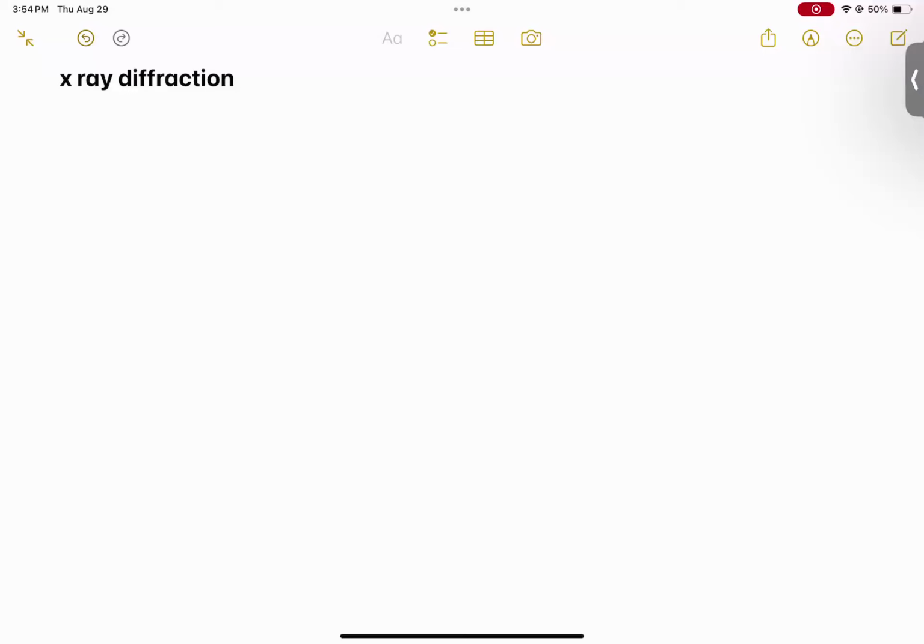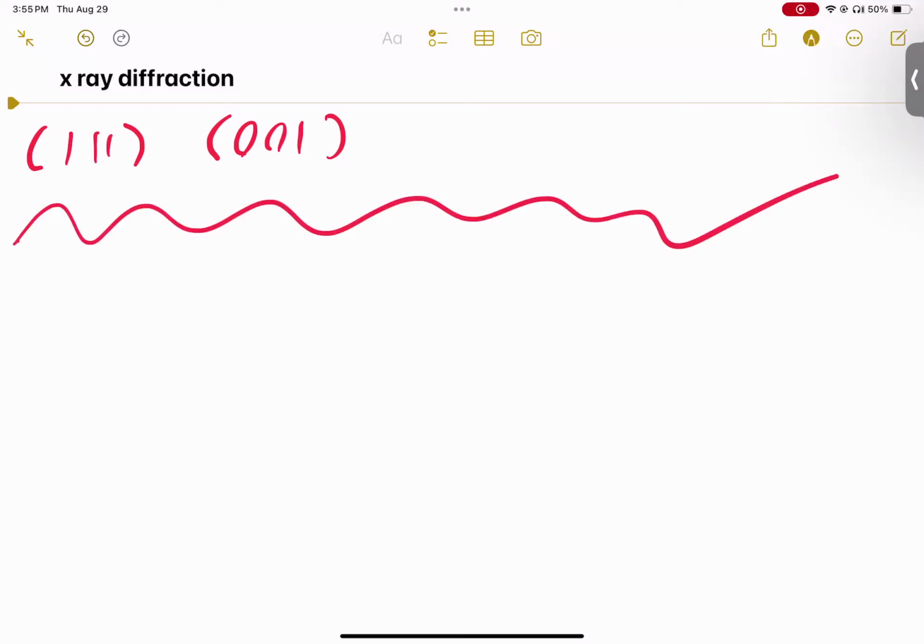The reason why I put that in is just so that you're familiar with the nomenclature. You're not completely shocked when you see, say, 111 or 001. They just refer to the different planes that you might see. Nothing too crazy. We're not going to delve into those that much. It's just so you're familiar with that notation. So let's just continue on.